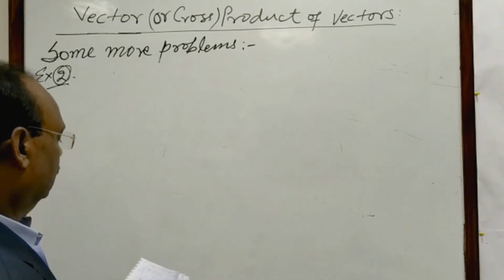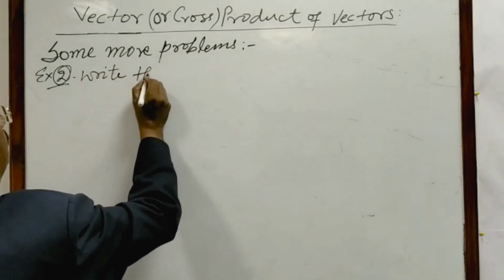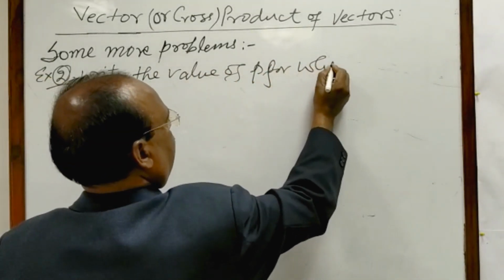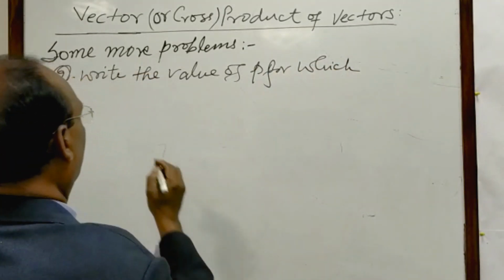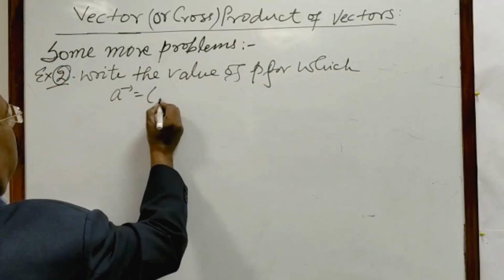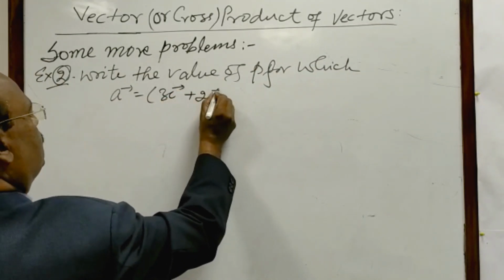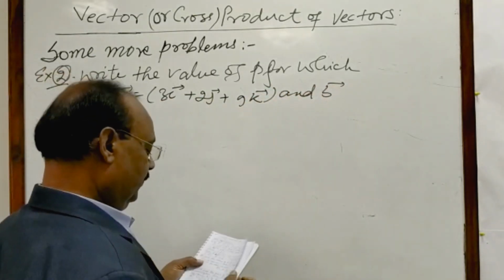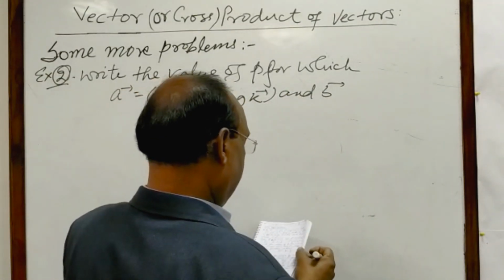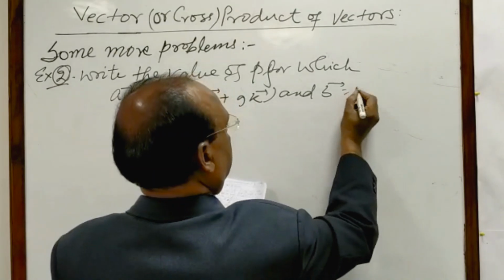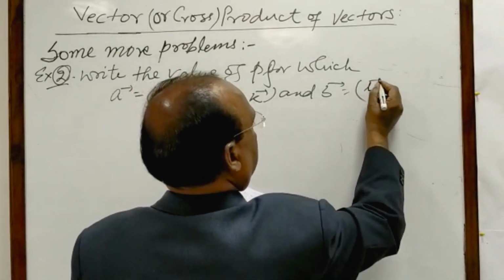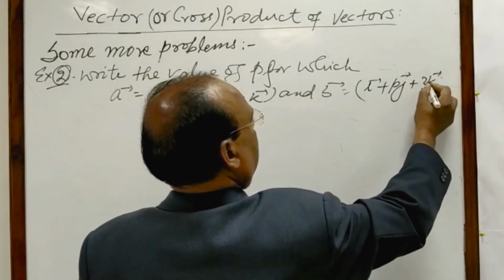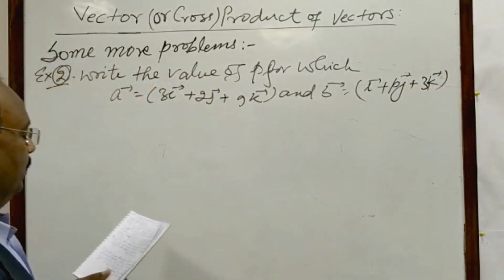Write the value of p for which vector a, which is 3i plus 2j plus 9k, and vector b, which is given by i plus pj plus 3k, are parallel vectors.